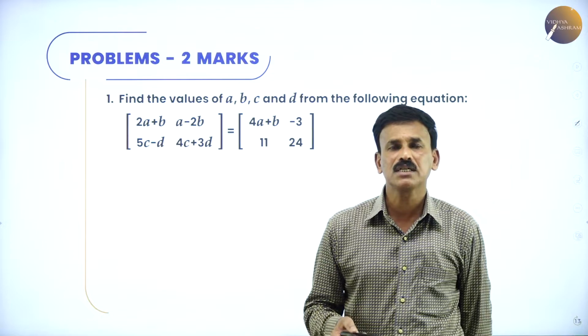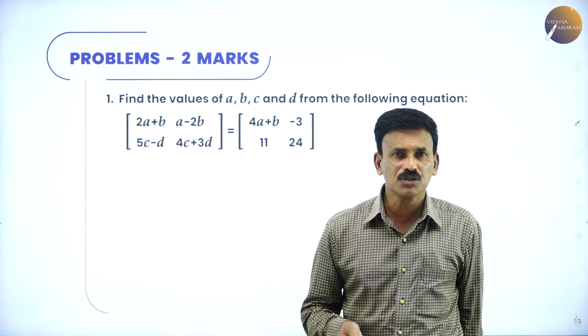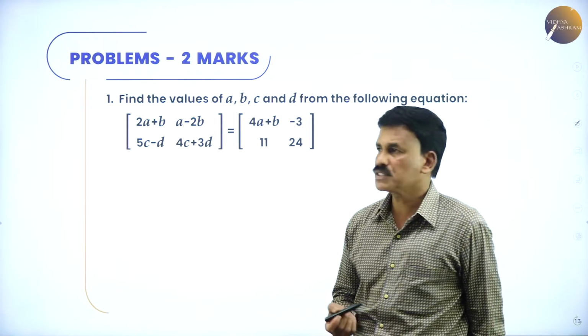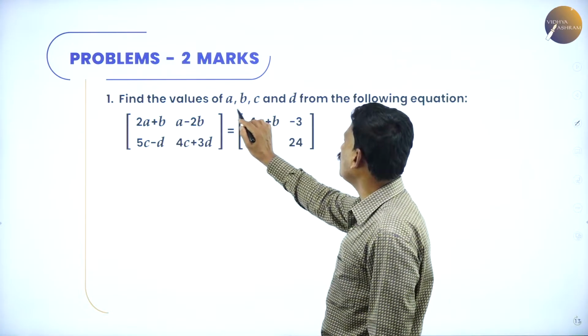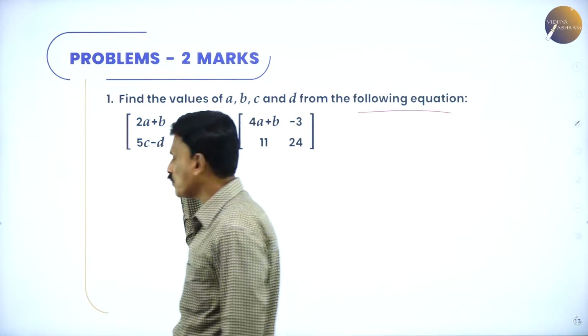Two matrices A and B are said to be equal if and only if they are of the same order and the corresponding elements are the same. Now, based on that, let me discuss this problem. Find the values of a, b, c, d from the following equation. You may expect this type of question also.